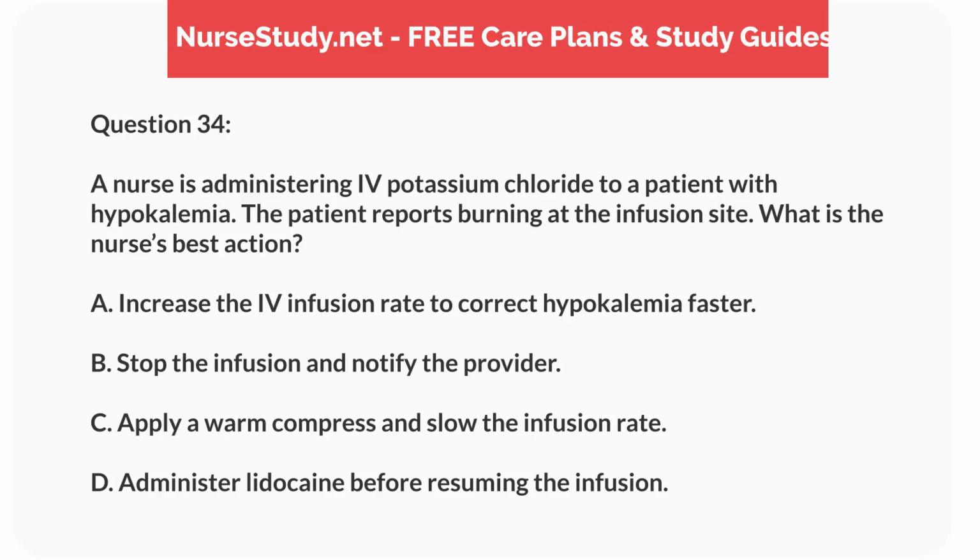Question 34. A nurse is administering IV potassium chloride to a patient with hypokalemia. The patient reports burning at the infusion site. What is the nurse's best action? A. Increase the IV infusion rate to correct hypokalemia faster. B. Stop the infusion and notify the provider. C. Apply a warm compress and slow the infusion rate. D. Administer lidocaine before resuming the infusion.